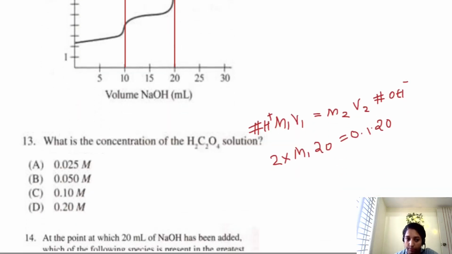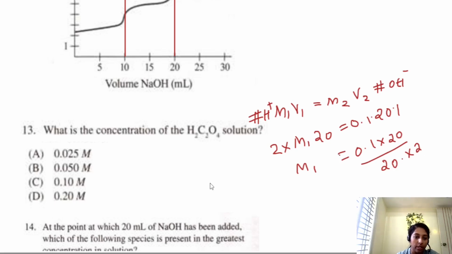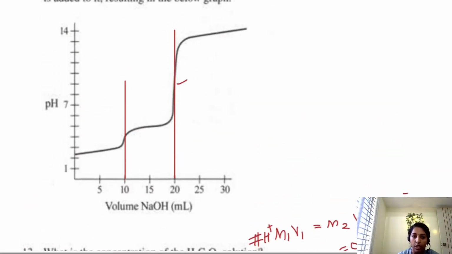Okay, so the number of OH minus is 1, just 1 only. So what is the molarity? You can take 0.1 times 20 over 20, and again some 2 is there. That extra 2 is there, so that you can get 0.050. Okay, so that's the thing. So why are there 2 endpoints? Do you have any doubt about why there are 2 endpoints? Because it's a diprotic acid, isn't it? So that's why there are 2 endpoints.